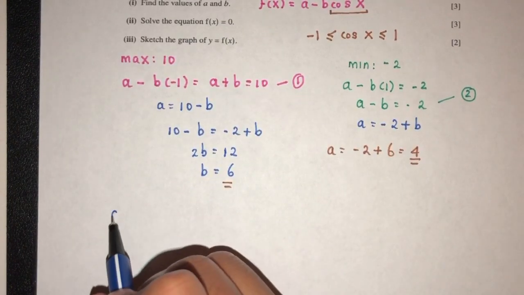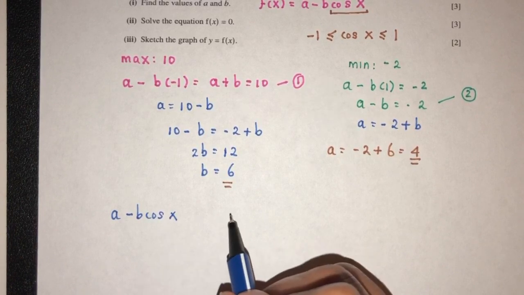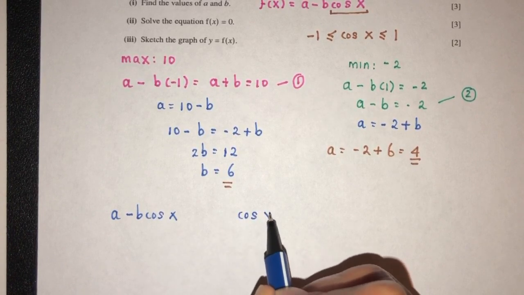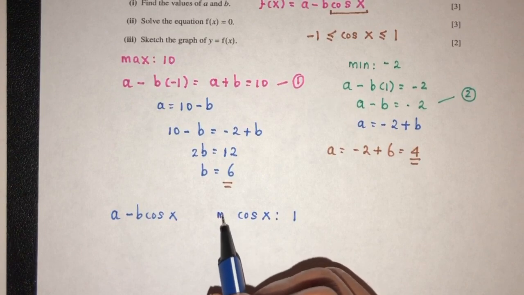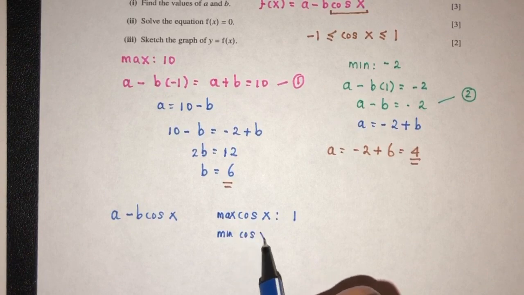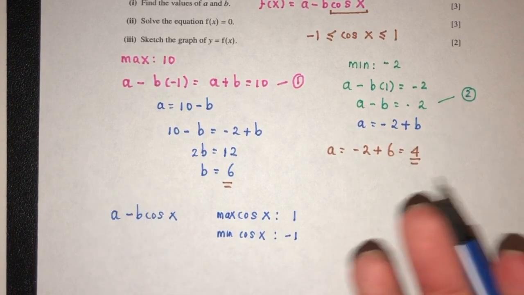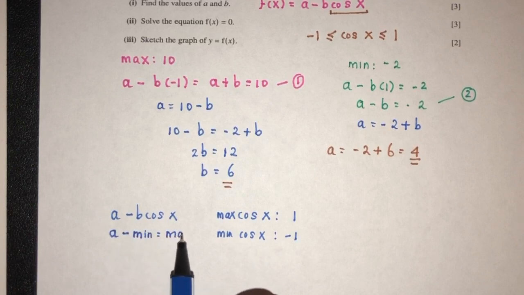is when we have a minus b cos of x. Now, the maximum value of cos x is 1, and so this is the max. And the minimum value of cos of x is equal to -1. Now, we know the function is maximum when? Because here we have minus, when you minus the minimum value, that will give you the maximum value.